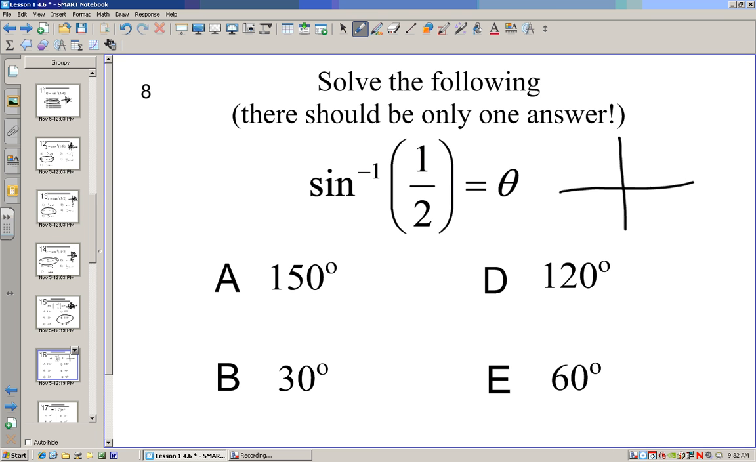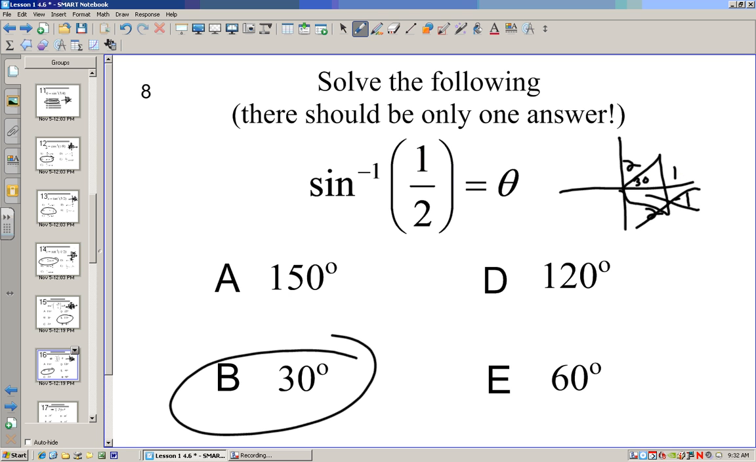Inverse sine of 1/2. Sine is in quadrants 1 and 4. We have 1, 2. It can't be down there because that would be negative. This is going to be a 30, 60, 90 triangle, and this will be opposite of the 30-degree angle. So 30 degrees is our angle.